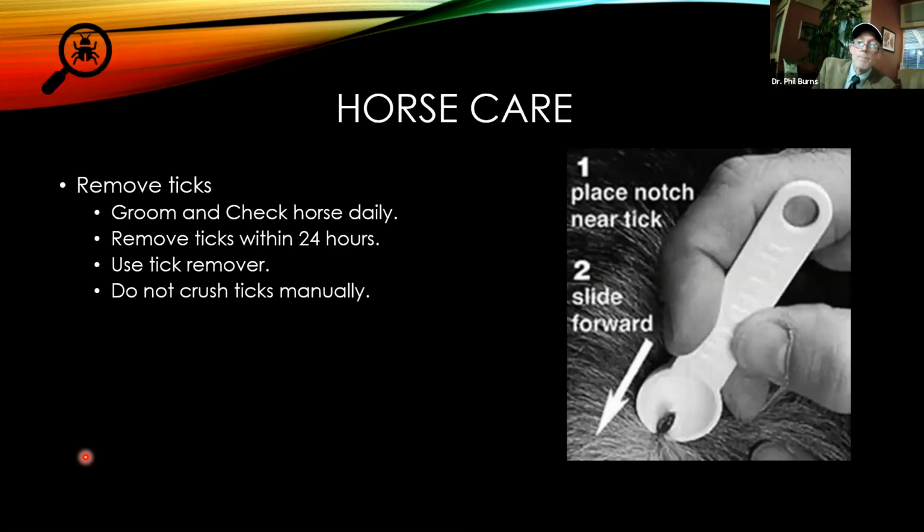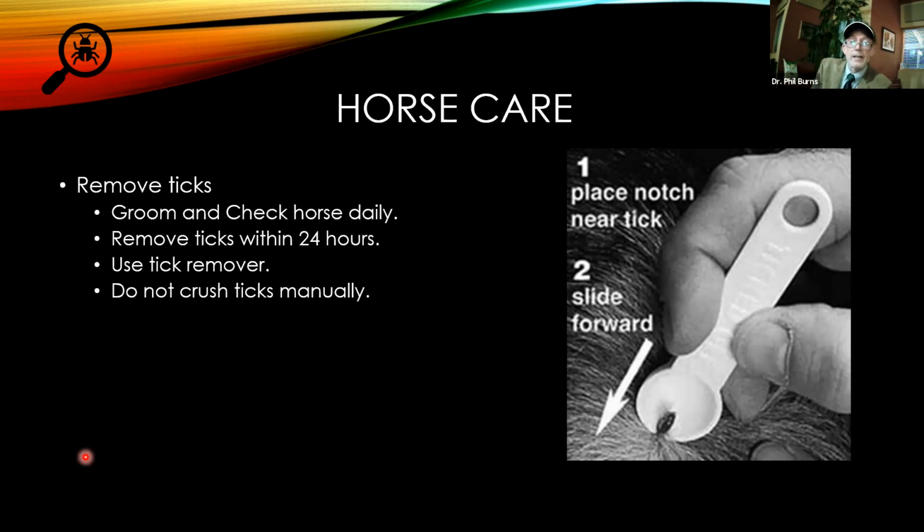Horse care, removing ticks. This is important both on yourself and on your horses. Again, grooming and checking your horses daily. Hey, that's not easy for us. And even finding it, you go back to those slides, the size of a dime, I'm sitting here with my reading glasses. But I think we've got to do the best we can.